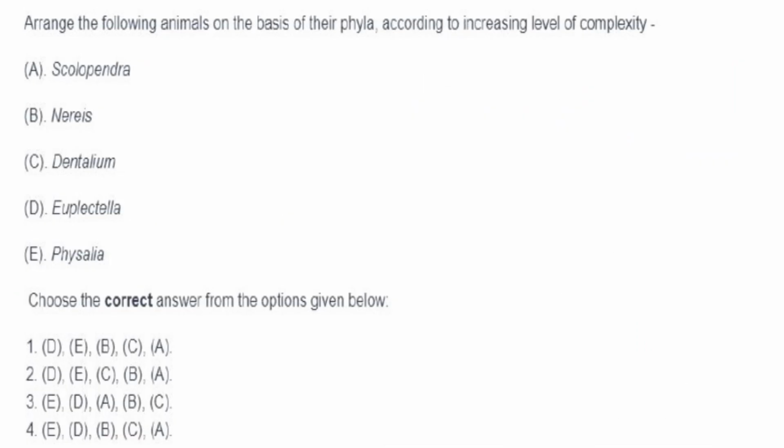Then the next one, arrange the following animals on the basis of their phyla according to increasing level of complexity. Here the first one will be Euplectella, that is D, which is a Porifera, then Physalia, which is Cnidaria, E, then comes Nereis, then Dentalium, and finally Scolopendra. So D, E, B, C, A, that is option 1, is the answer.